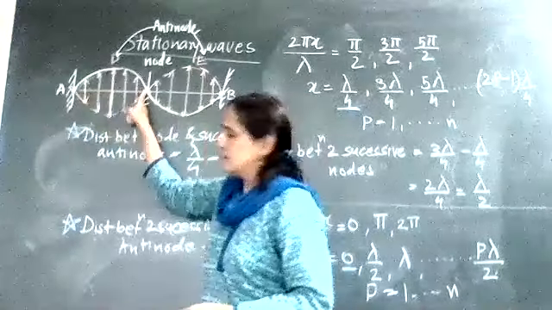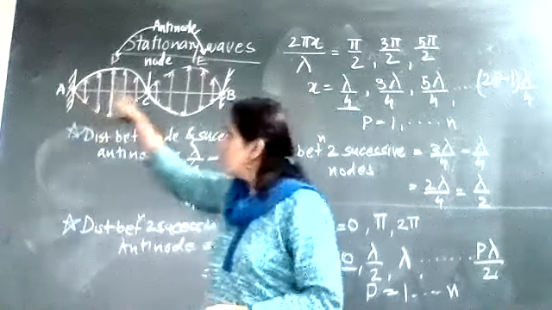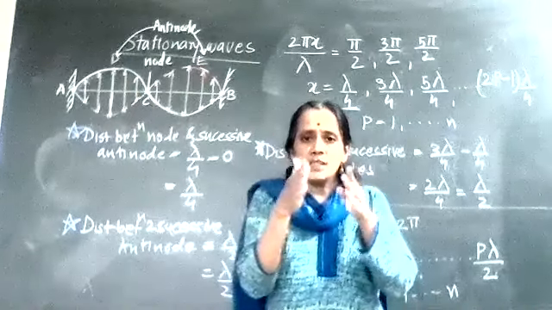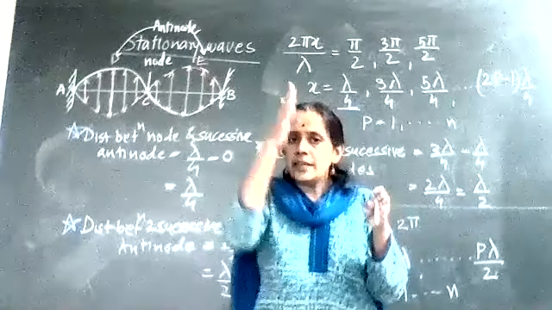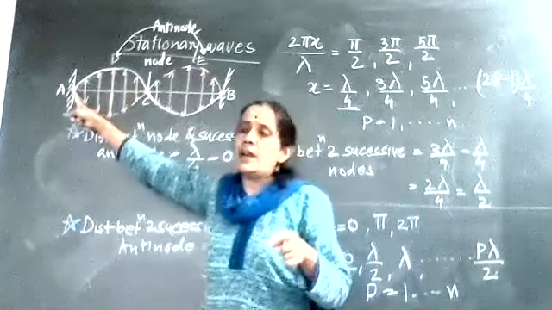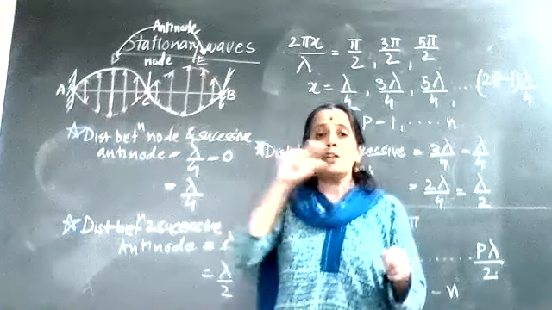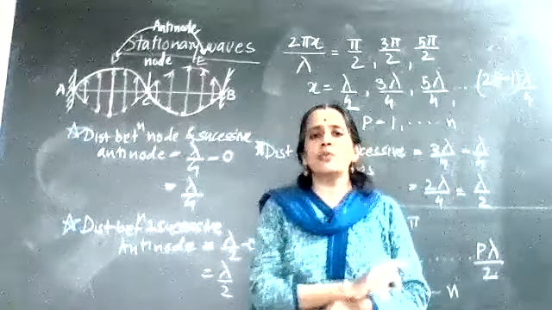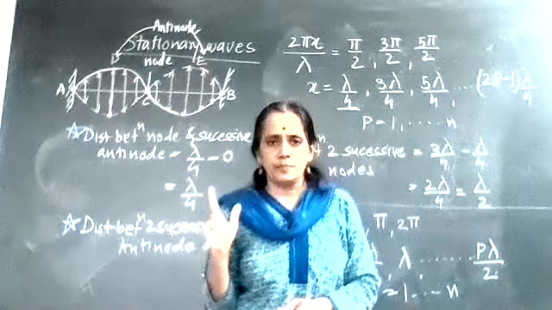And now, in this diagram, here I am getting 2 loops. So the first loop has a node at point A, a node at point C, and the antinode will be at the center. So if I am considering one loop, the end points are nodes, and the center point is an antinode. And the length of the loop is equivalent to the distance between two nodes. So in a problem, if the length of the loop is given, it means the distance between two successive nodes is given. So the length of the loop is equivalent to lambda by 2.